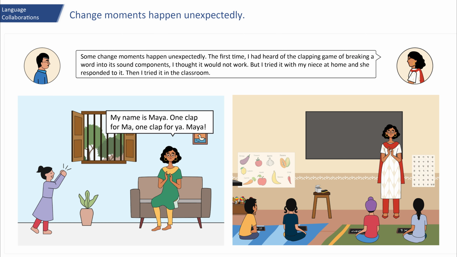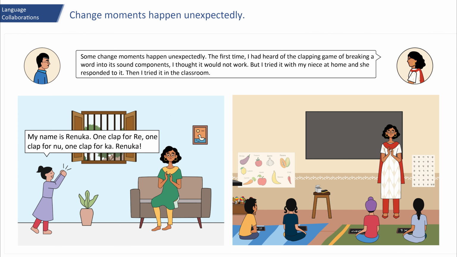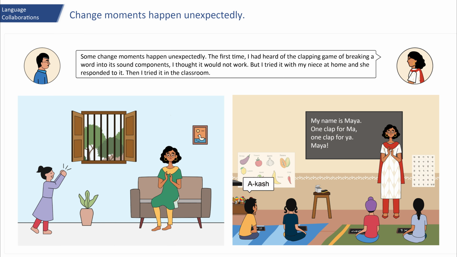My name is Maya. One clap for Ma, one clap for Ya. Maya. My name is Renuka. One clap for Re, one clap for Nu, and one clap for Ka. Re, Nu, Ka. Akash, Akash. Chaitra. Suren, Suren. Chandana.